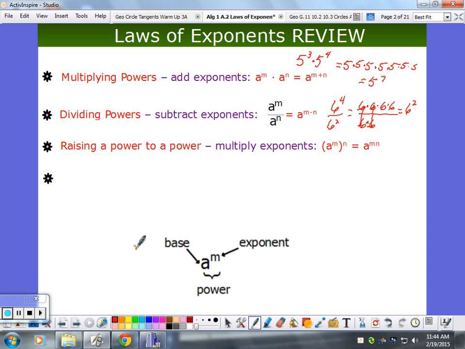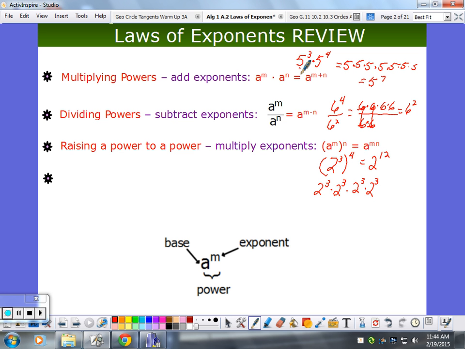We can also raise a power to a power. So if you have a to the m power, that whole thing raised to the n power, you multiply. Well, again, let's use an example. What if it's 2 to the third power raised to the fourth power? I'm saying that's going to be 2 to the 12th power. But why? Well, that's 2 to the third times 2 to the third times 2 to the third times 2 to the third. Isn't it? 4 factors of 2 to the third.